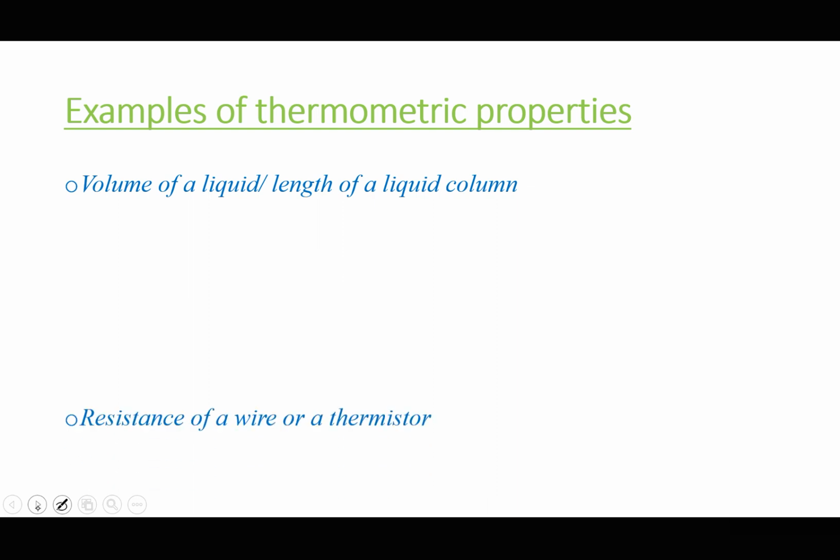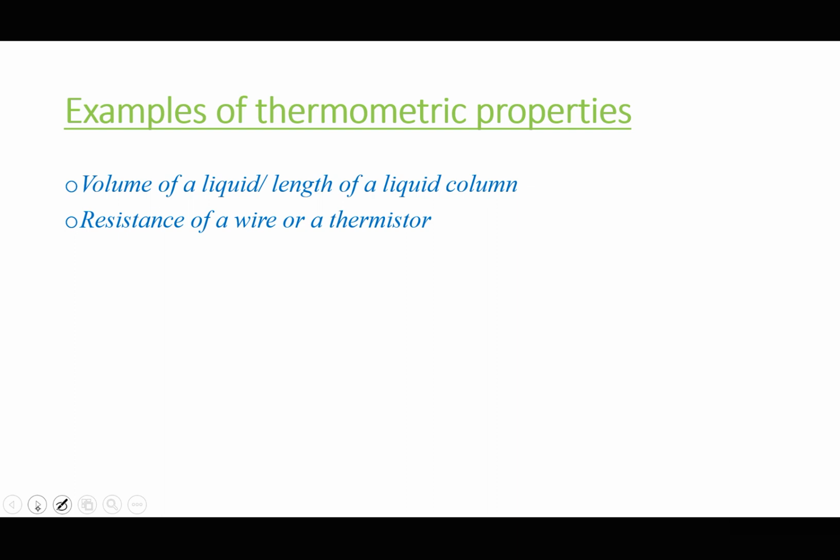Number two, we can talk about the resistance of a wire or a thermistor. We have seen that for a thermistor, for example, its resistance decreases when the temperature increases. We call it a negative coefficient thermistor in electricity. But the other ordinary wires, their resistance also increases when the temperature increases. We have already seen that. But for a thermistor, its resistance decreases when the temperature increases.